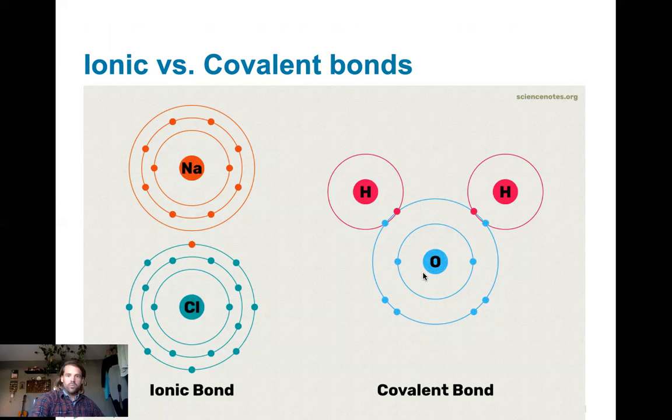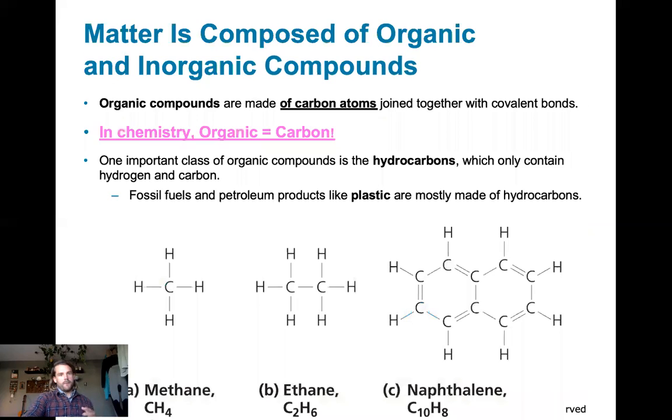So this covalent bond in water is actually sharing this electron between the hydrogen and oxygen, okay? So that's a way to think about ionic versus covalent bonds.